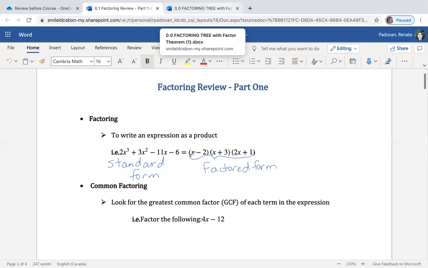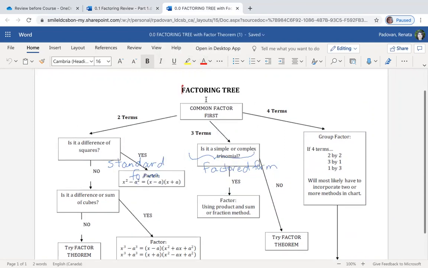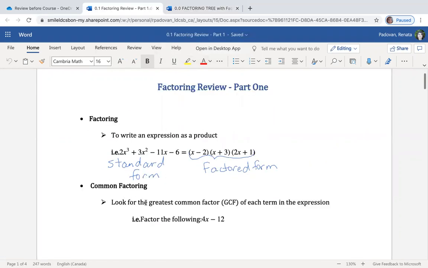So what we want to do first, and I'll provide a factoring tree to you. If we look here at the factoring tree, the first thing you do is common factor first. It doesn't even matter if it has 2 terms, 3 terms, 4 terms, etc. The first thing you do is common factor first. So if we go back, what is common factoring?